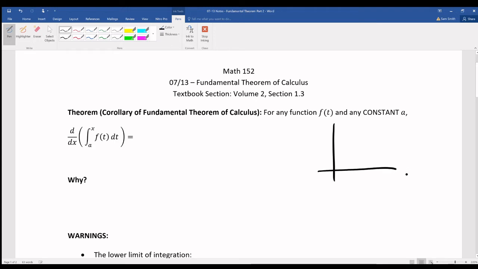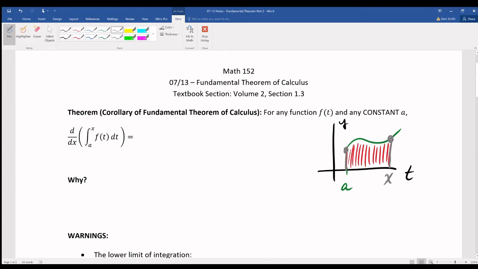So let me get a picture going. Here is t, here's the y-axis, and here is a sketch of just some wiggly function f. And here is the starting limit a. Now the integral of this function f of t, the definite integral, represents the net area under the function, from the lower limit of integration a to the upper limit of integration x.